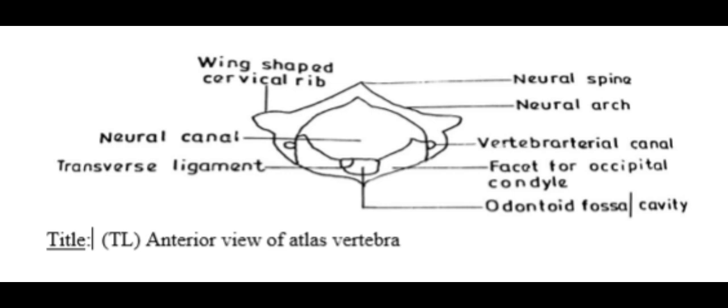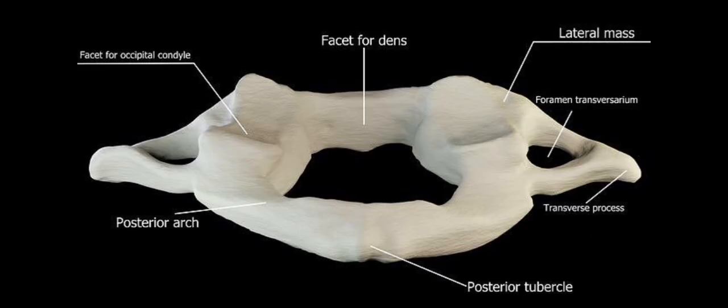So what's the function of the atlas? The atlas allows the head to nod on it. So the head nods on the atlas. It permits nodding of the head. That's because it fits into the occipital condyles of the skull.